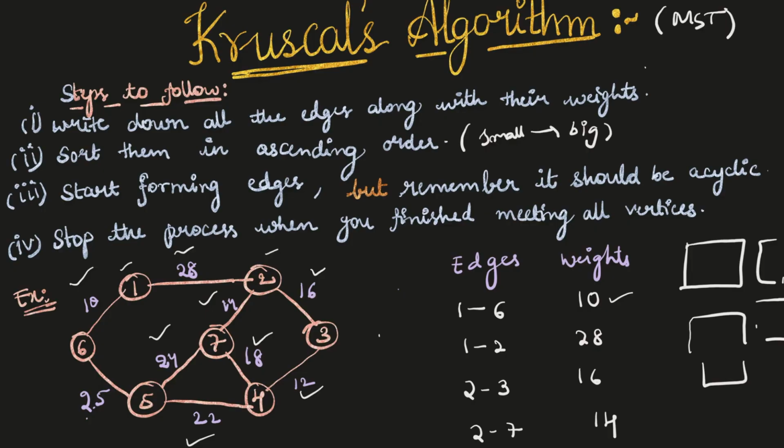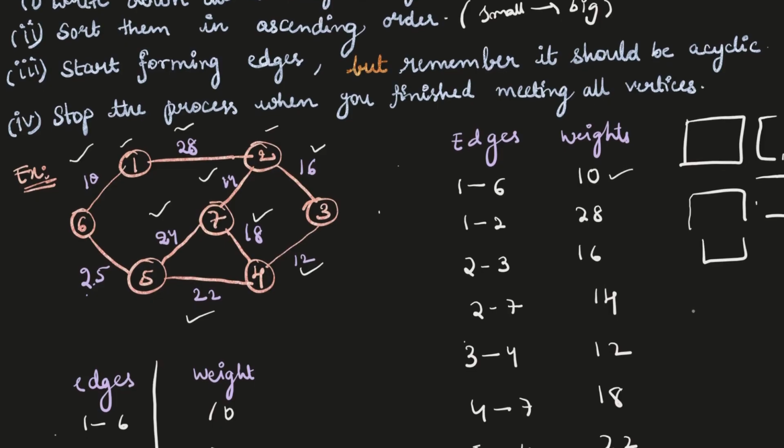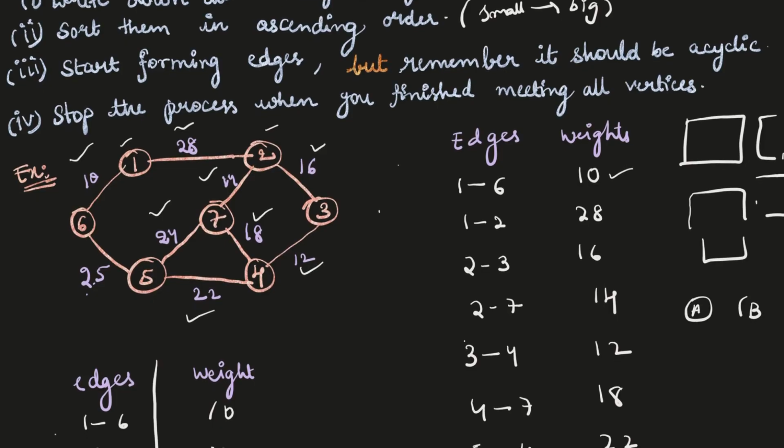Suppose you have finished reaching all the vertices, that means here I am taking a graph of A, B, C, D as vertices. Then suppose you have reached up to this level. Then you need to stop over here because you have already reached C, D, B and A. There is no vertex that you haven't reached yet. So that's the reason you will stop your process over here. And this would be your final minimum spanning tree. And this is the method Kruskal's algorithm.